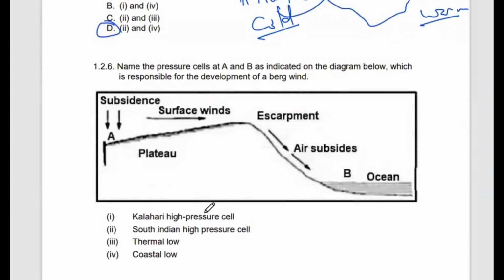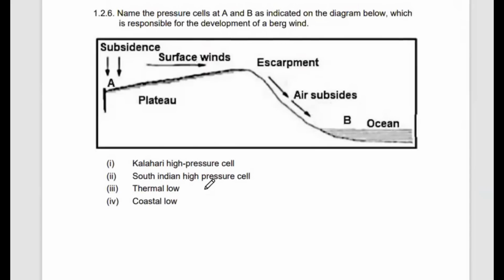Right, number 126. 126 is based on the plateau against the coastal area with air subsiding over the escarpment. Name the pressure cells at A and B as indicated on the diagram below, which are responsible for the development of Berg winds. Right, we want to look at those two pressure cells. At A, we are seeing that there is subsidence here. There's descending air, strong subsidence. This is typical of conditions caused by the Kalahari over the interior.